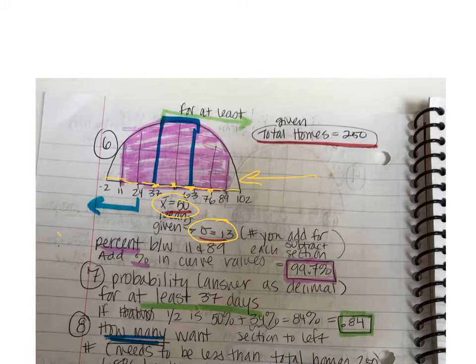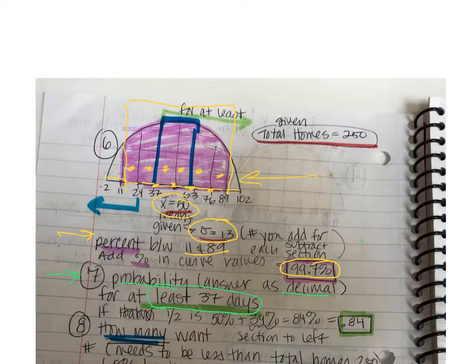Now if it says, what's the percent between 11 and 89? Well, that's in this purple region. Between 11 and 89, if you add up all those percents, 34, 34, 13.5, 13.5, 2.35, 2.35, you would end up getting 99.7%. For number 7, which is linked to the same problem, it says, what's the probability, so we want our answer as a decimal, for at least 37 days.